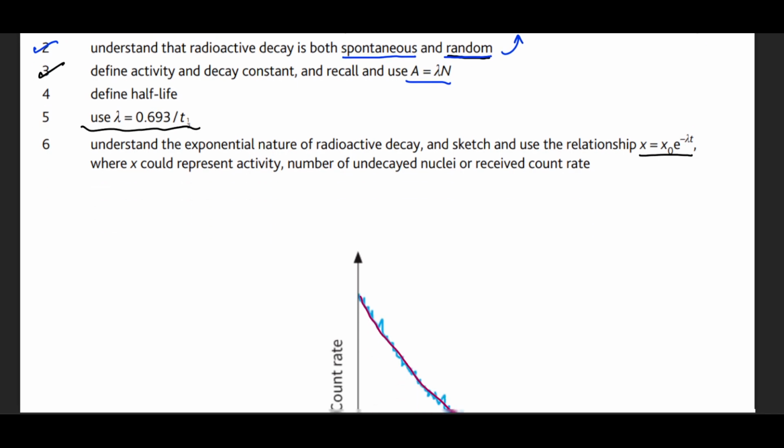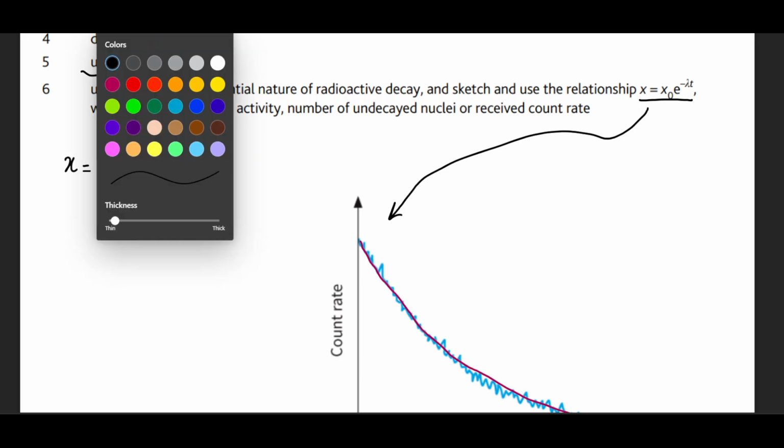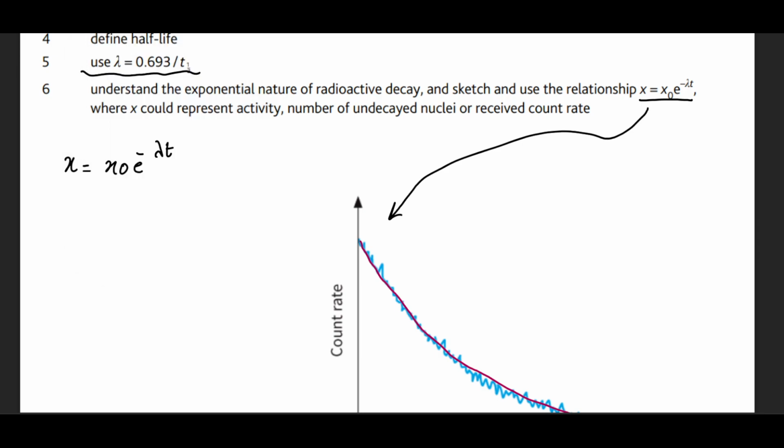Now, this is an exponential decay equation, which we have done in the capacitors topic as well. What is the meaning of this equation? This equation is actually the mathematical representation of this graph. This is an exponential decay curve. Now, he tells you that x is equal to x naught e raised to power minus lambda t. You can choose x to be anything. So it could represent activity, which is A in our formulas, number of undecayed atoms, which is N, and the received count rate, or the CPM received from the GM tube, right?